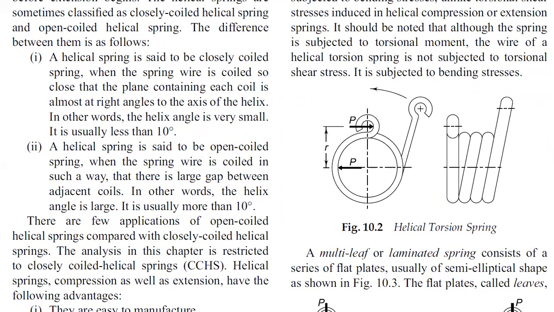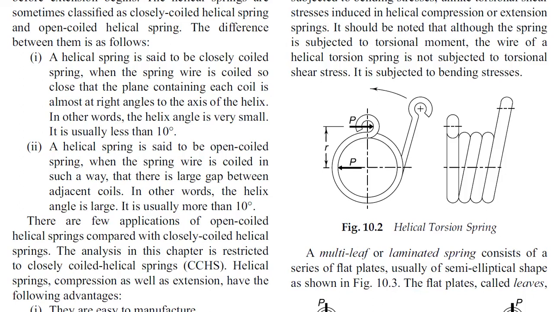So what is the difference between them, right? We need to understand these two parts. One is the closely coiled helical spring and the other one is the open coil. Whenever a helical spring is said to be closely coiled, the spring wire is coiled so close that the plane containing each coil is almost at right angle to the axis of the helix.